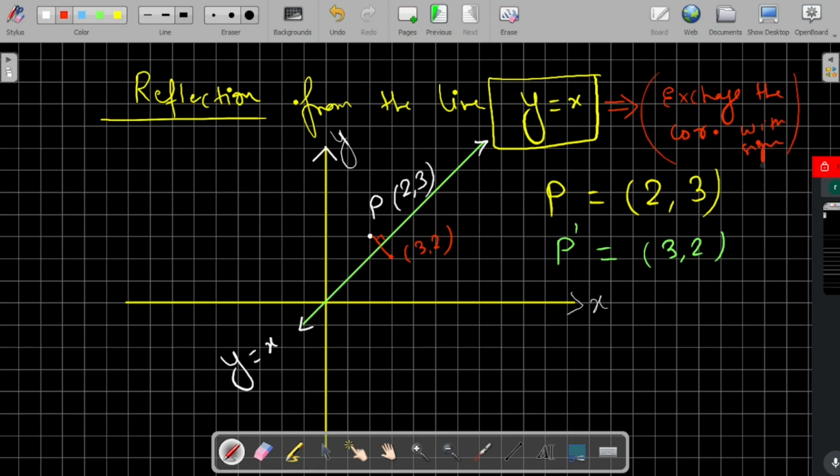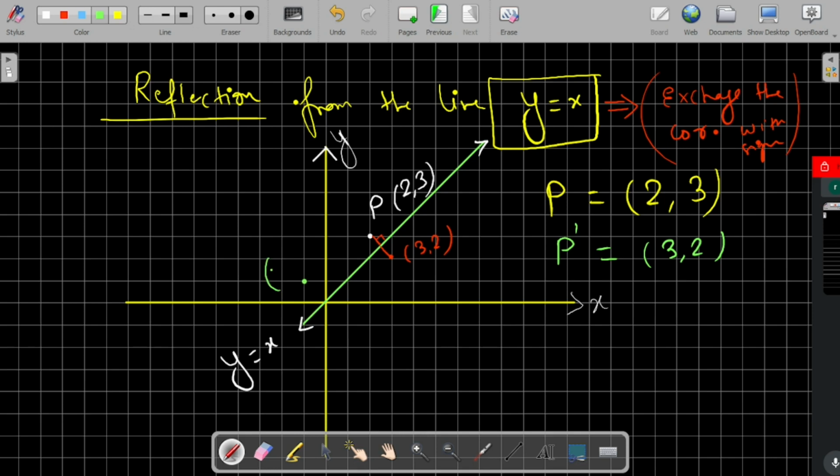Let us take one more example. Do you have to change the sign also? No, no, no. I'm giving you another example. Let us take this point.